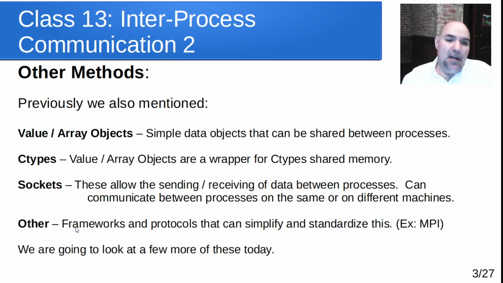Last time, we also mentioned these value and array objects, C-types, sockets, and some other frameworks that allow that to happen. We're going to look at a few of those today. Specifically, we'll look at value and array objects, and C-types, though not in detail. We're also not going to look at sockets; we'll leave that for later. But we're also going to look at a new thing that's part of the standard Python library, a shared memory object that does some of the work for us so we don't have to deal with C-types directly.